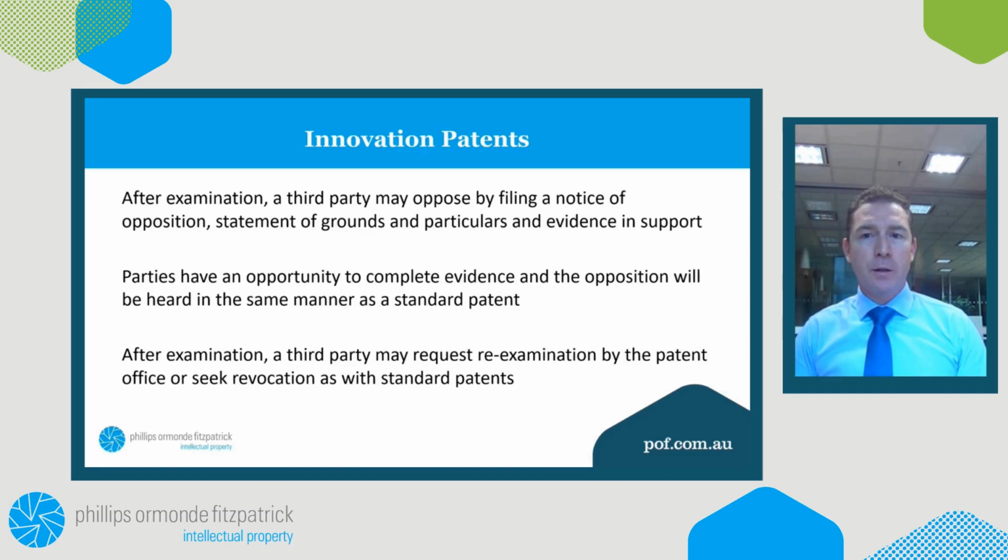Once the opposition is commenced, the patentee then has a period of 3 months to file its evidence in answer, and there is again an opportunity for the opponent to file evidence in reply. Once the evidence stages have been completed, the opposition will then be heard in the same manner as for a standard patent. As well as opposition, after certification, a third party may also request re-examination of an innovation patent by the Patent Office, or may apply to the Federal Court seeking revocation of the innovation patent. The re-examination and revocation proceedings for an innovation patent are broadly the same as for a standard patent.